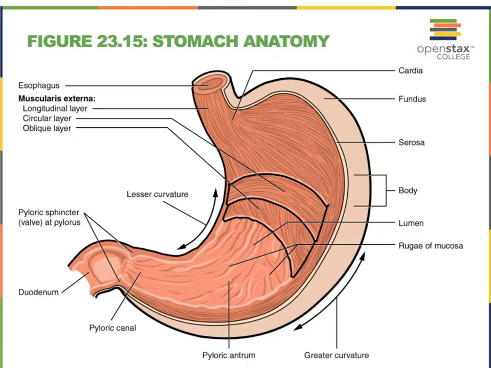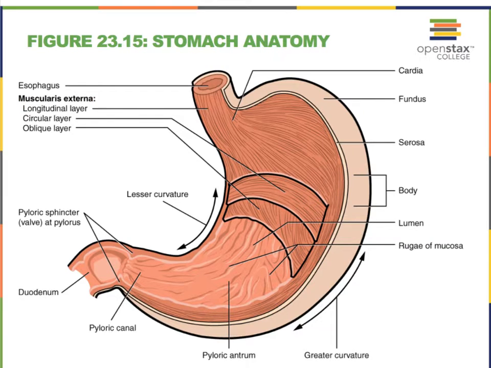Now, just like we learned about the digestive tract, we're going to see the four typical tunics in the stomach, with the mucosa being the inner layer, followed by the submucosa, the muscularis externa, and since the stomach is an intraperitoneal structure, we see a serosa, the peritoneal serosa, obviously. But let's say a few more words about the muscularis externa.